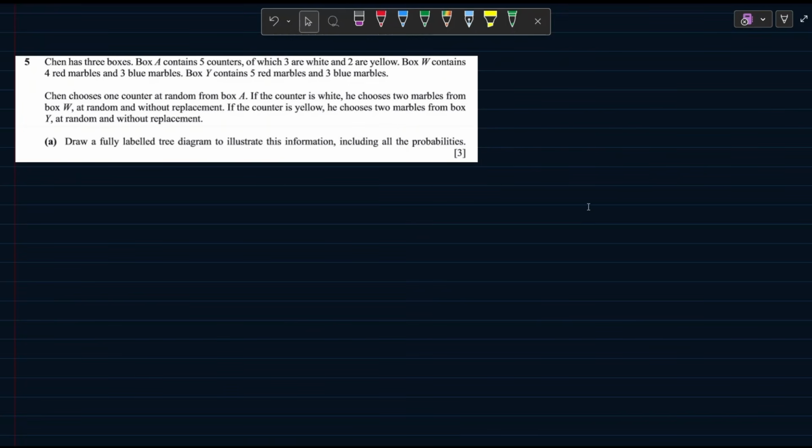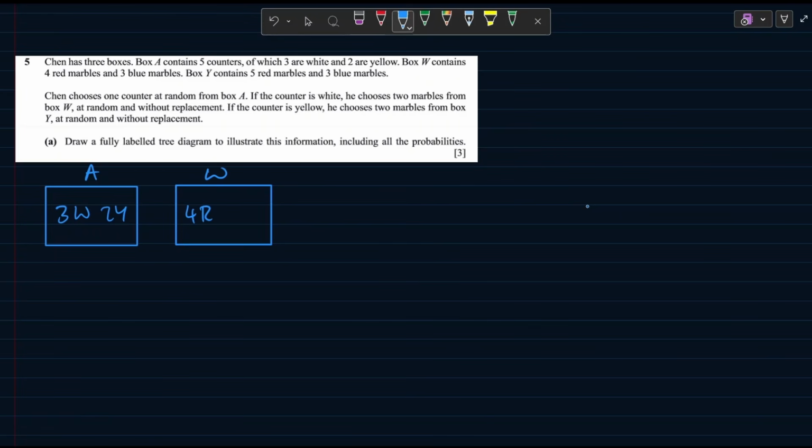Question number 5. Chen has 3 boxes. Box A contains 5 counters, of which 3 are white and 2 are yellow. Okay, just gonna note that down as we go. So we've got box A has 5 counters, 3 are white and 2 are yellow. So this is A. And then box W contains 4 red marbles and 3 blue marbles. And then box Y contains 5 red marbles and 3 blue marbles.